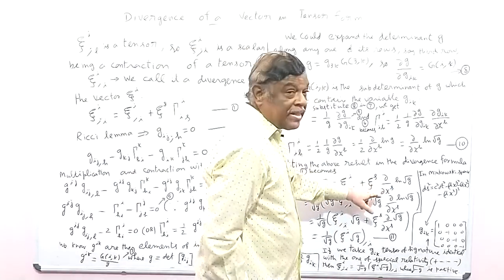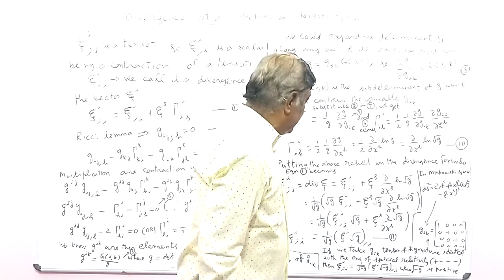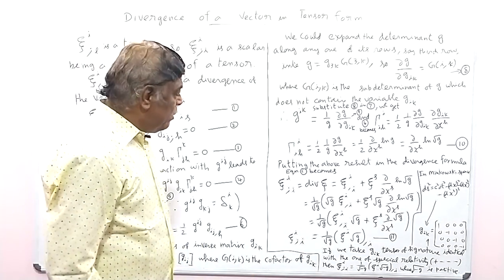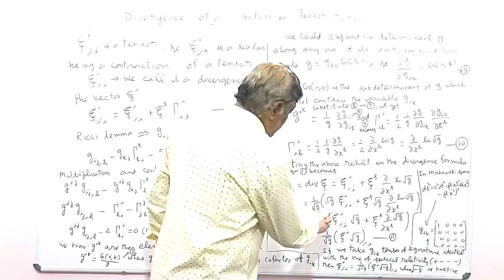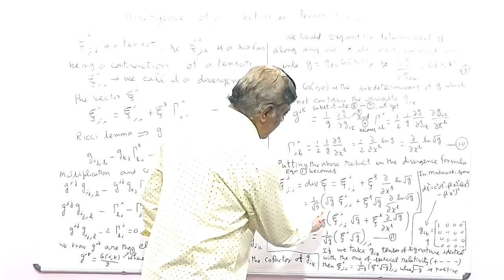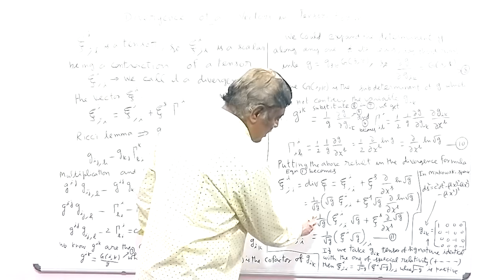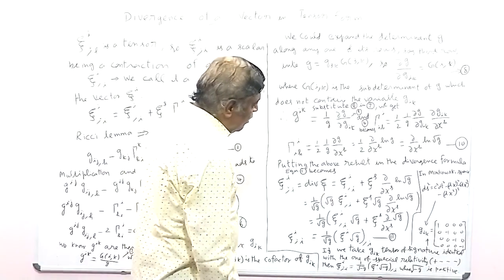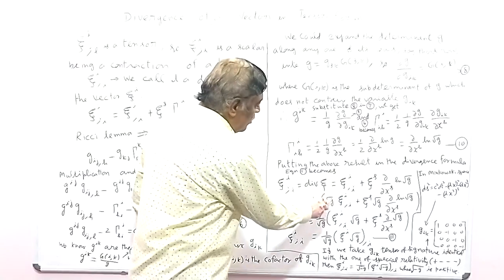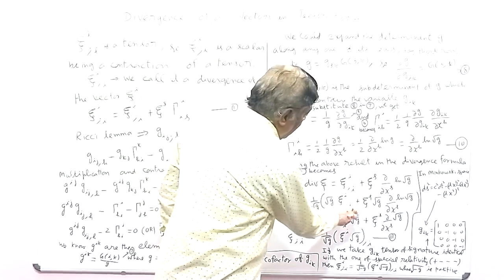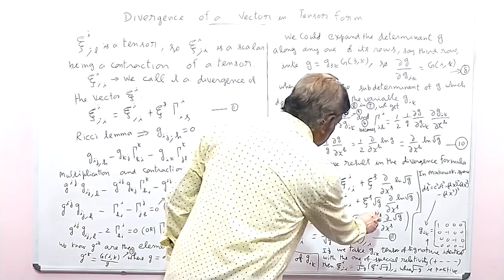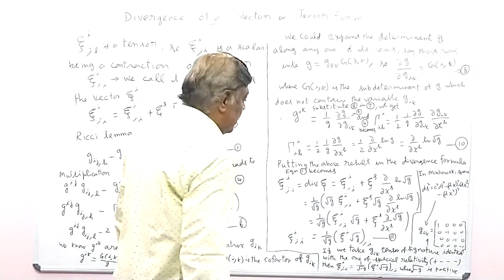This is d by dx of logarithm of root g. Now you multiply and divide by root g. So first term you have root g, you take one term in the denominator, multiply and divide by root g in both the numerator and denominator. You will get this expression. And here also you have root g. Here one by root g.